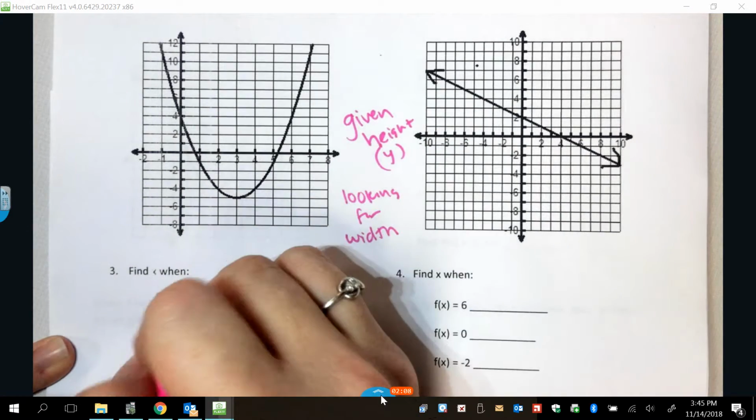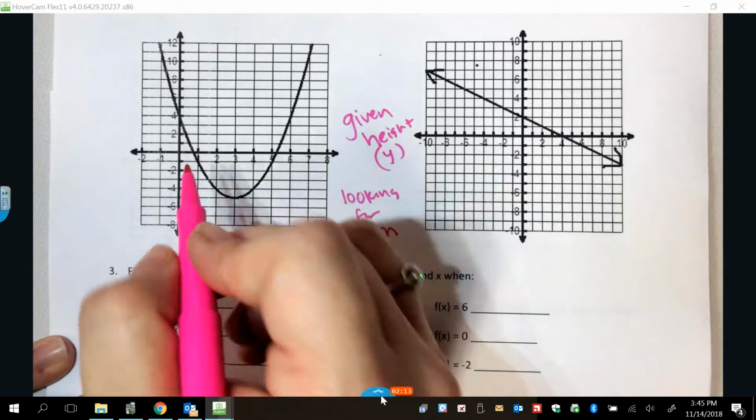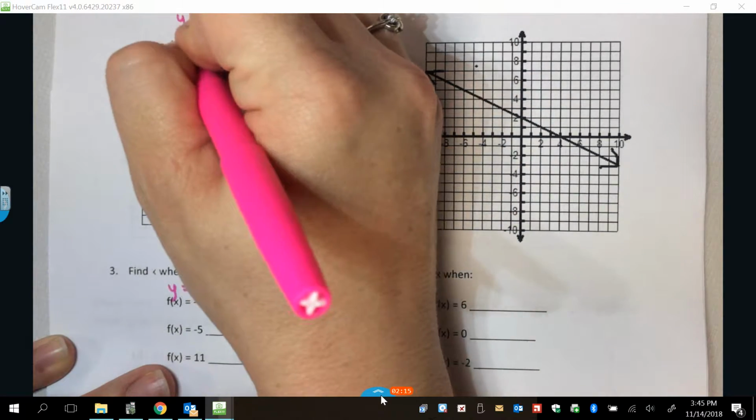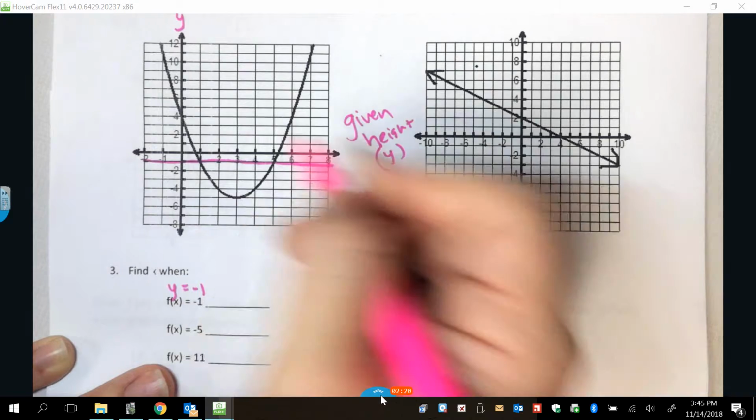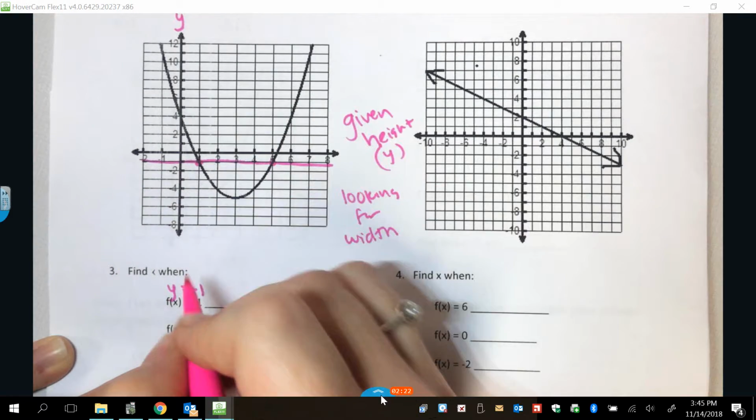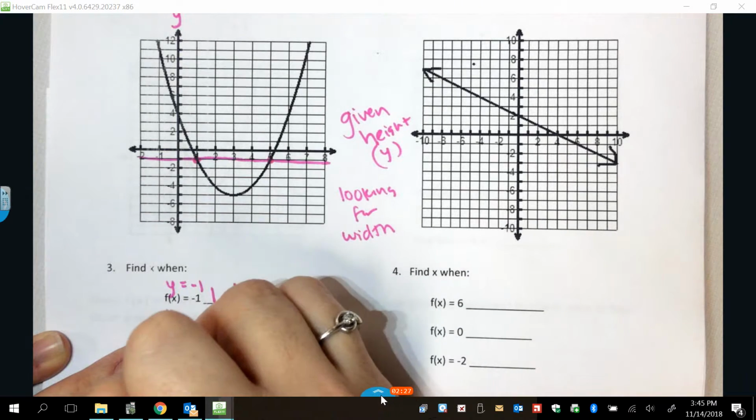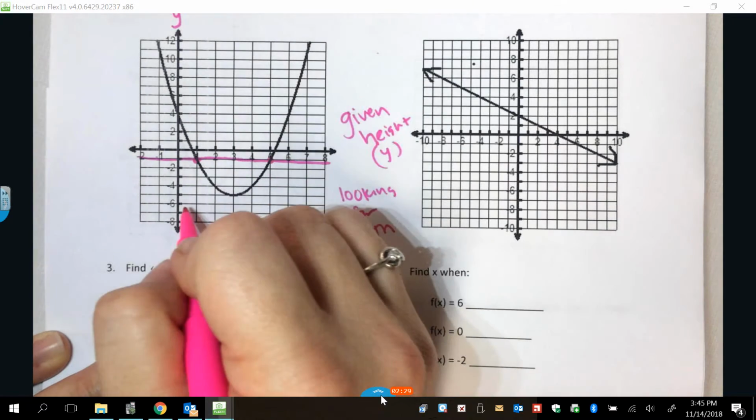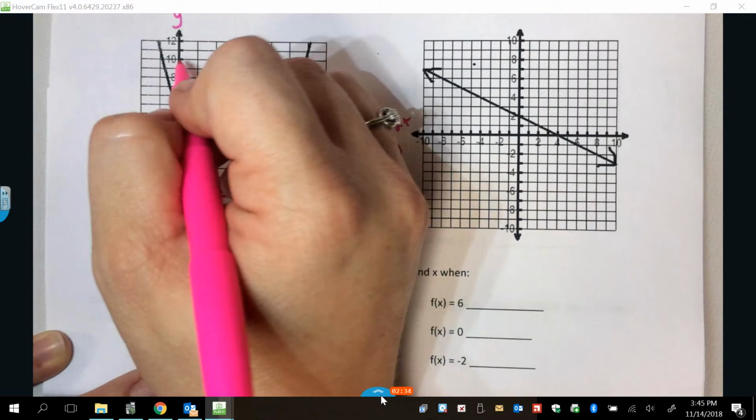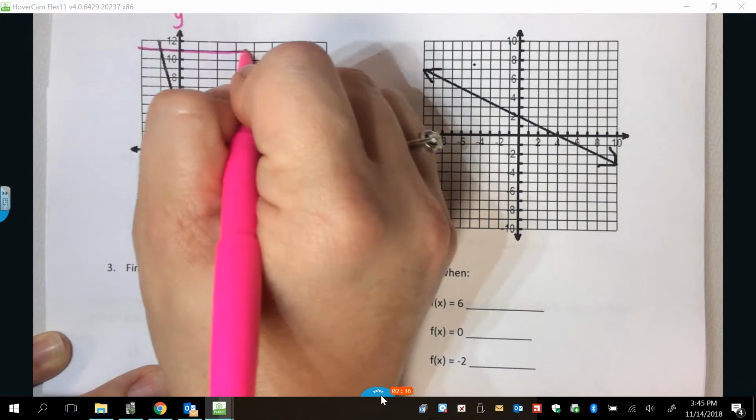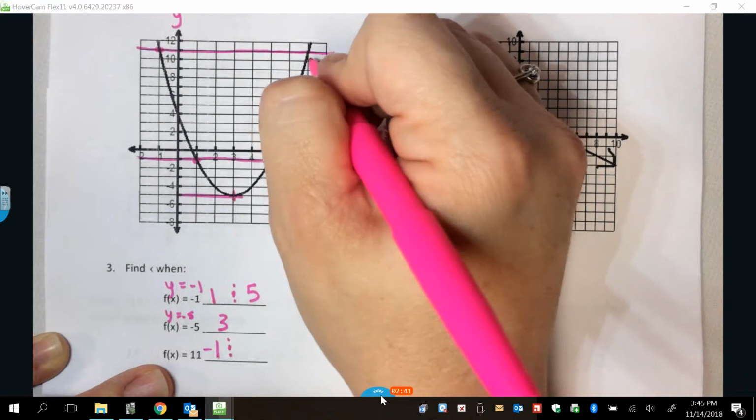Okay, so here y equals -1. This is my y-axis. So y is -1 here. If you notice, it touches twice, so be careful, at 1 and at 5. So here y is -5, which is here, which touches once at 3. And here we're at y is 11, and that's at -1 and 7.